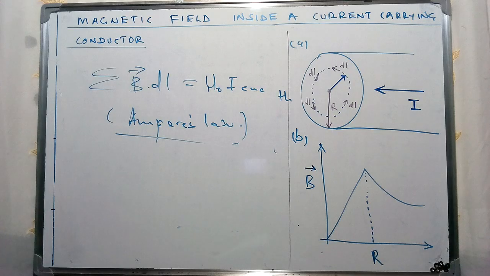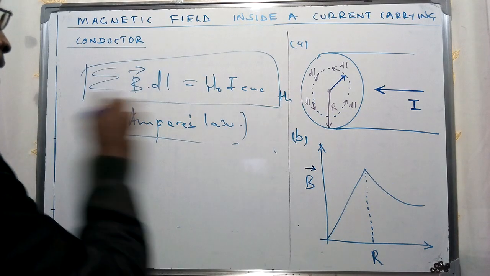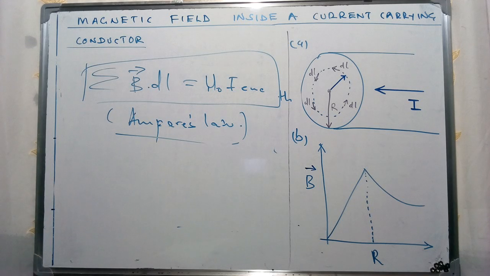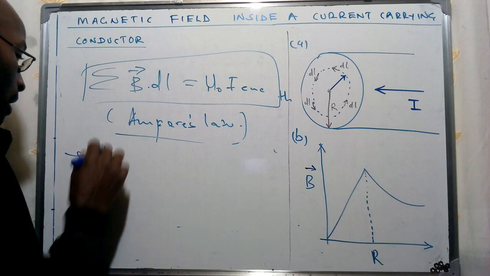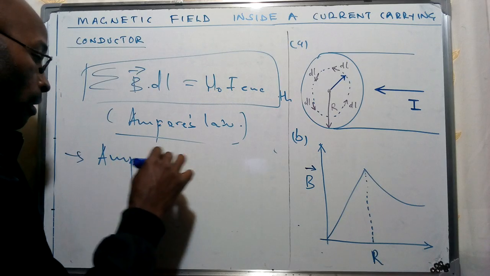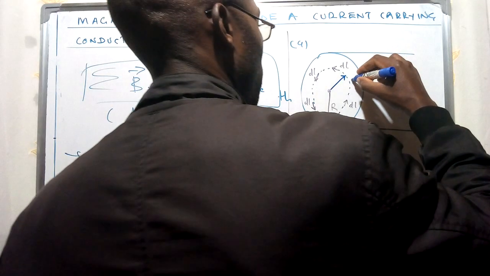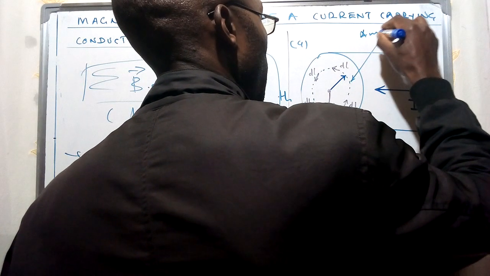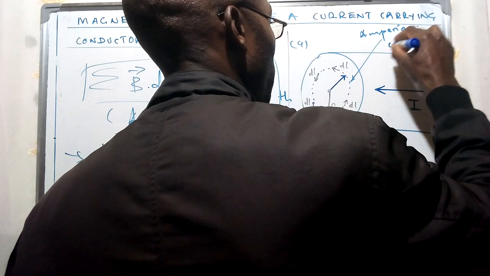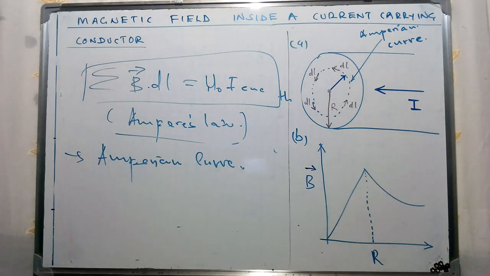Now, in this case, I'm going to be emphasizing this specific law. From other discussions, we had considered a circular curve, or in other words, a circular path, which we refer to as the Amperian curve. And this Amperian curve was in the form of this specific curve, which we are going to name as an Amperian curve, and that is going to assist us in trying to interpret this specific information.